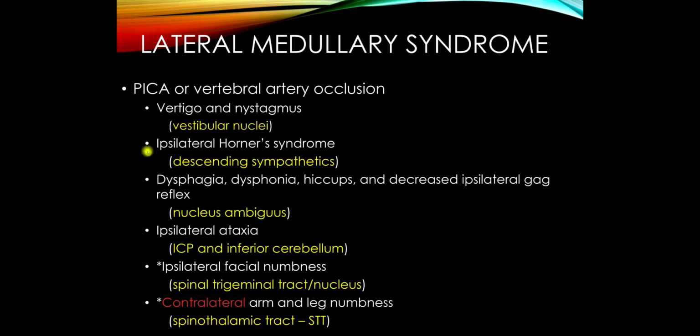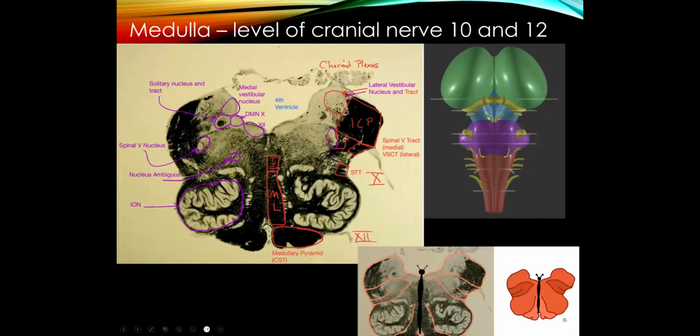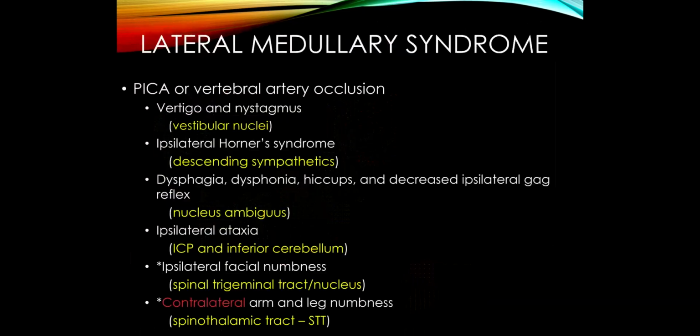Now, also, the descending sympathetics are in the lateral medulla. They're somewhere in here. I didn't label them. They're really small. But the descending sympathetics are here, and so that will give a patient ipsilateral Horner's syndrome. So when someone comes into the emergency room with vertigo, look in the eye.